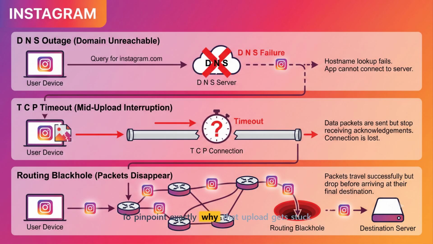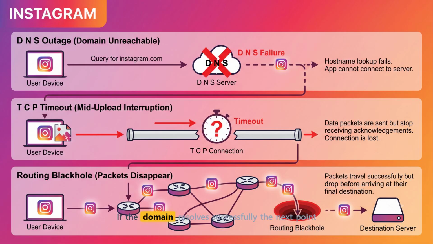To pinpoint exactly why that upload gets stuck, we have to look at the precise moments where this internet chain breaks down. The first major failure point occurs at the very beginning of the request during a DNS outage. Before the device can even attempt to send a photo, it must translate the domain name into an IP address. If the DNS server fails or becomes unreachable, the hostname lookup fails completely, meaning the application cannot even establish a connection to the server, stalling the upload before it ever starts.